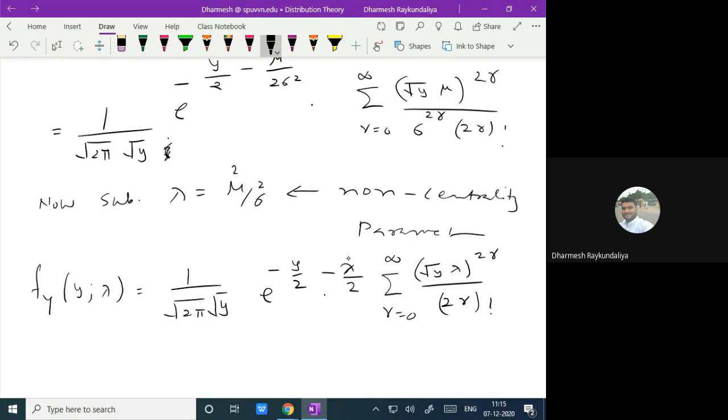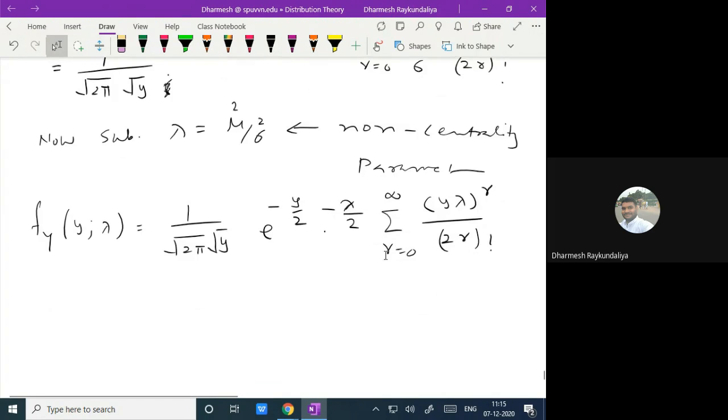So we can write it as y raised to r, because here we write mu square upon sigma square, it is lambda, so this is lambda raised to r, and root y square is y. Sorry. So it is nothing but y raised to r into lambda raised to r upon 2r factorial. Okay. Let us call it 4 star.